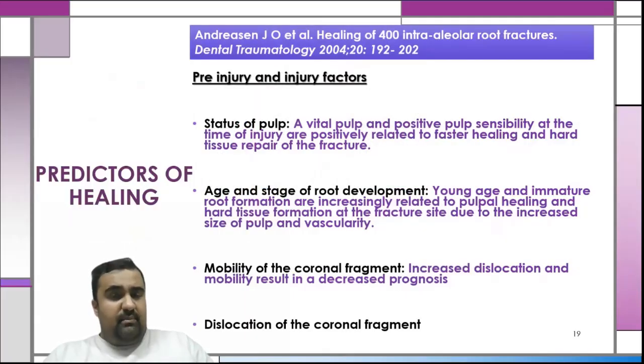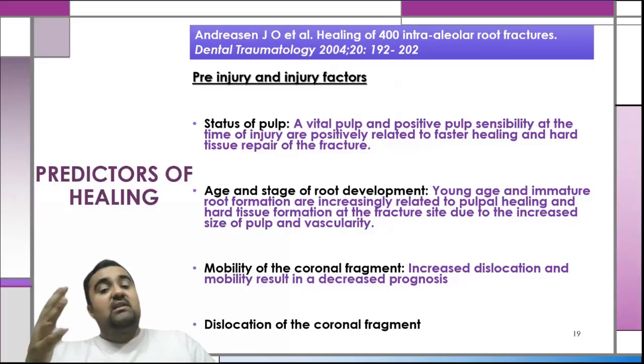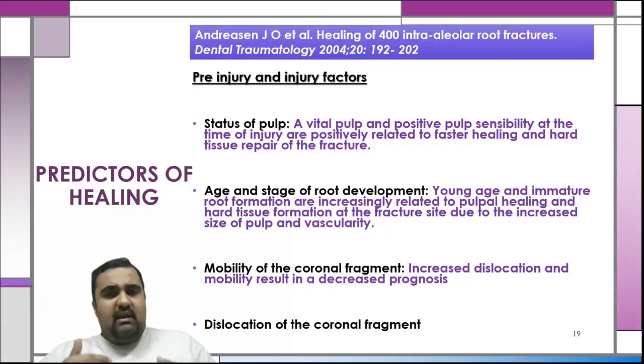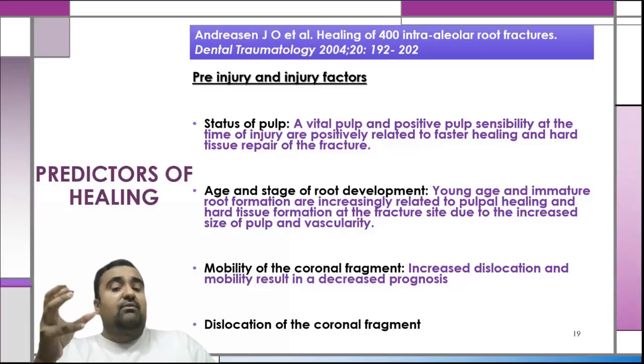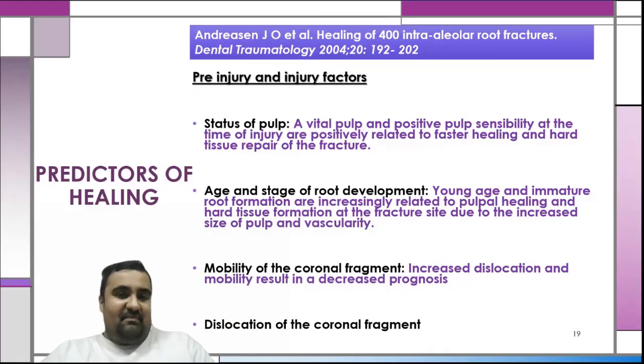First, the status of the pulp. So vital pulp and positive pulp sensibility at the time of injury are positively related to faster healing and hard tissue repair of the fracture. Age and stage of root development. Young age and immature root formation are related to pulpal healing and hard tissue formation at the fracture site. Why? Because of the increased size of the pulp and its vascularity.